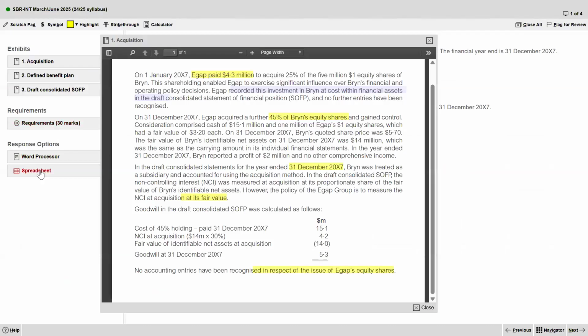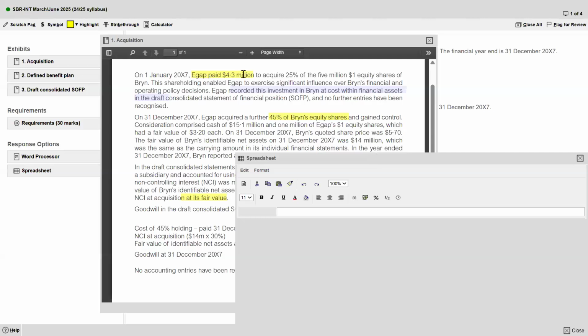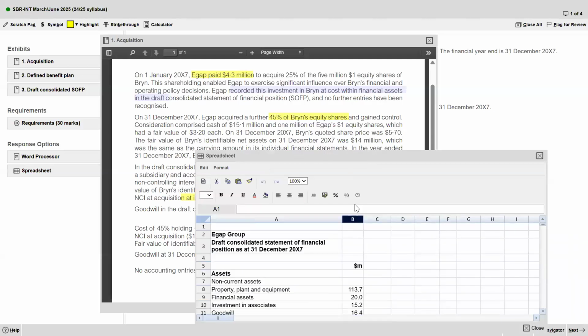I just need to recheck. How has he done the accounting? Yeah, he's done the accounting.